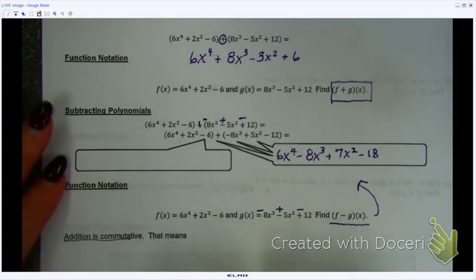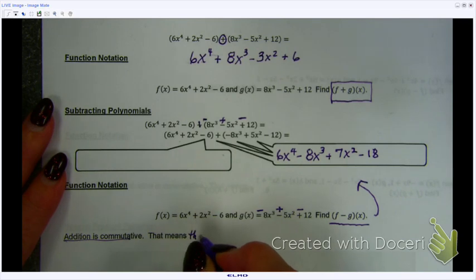So addition is commutative. This means that order doesn't matter.